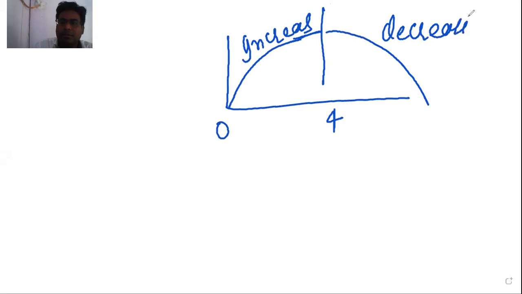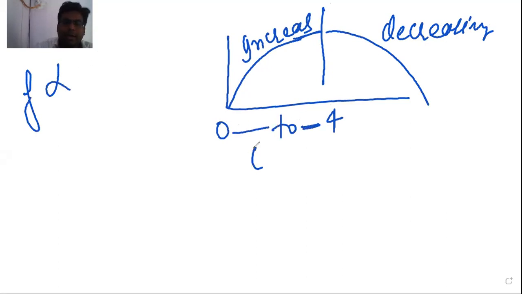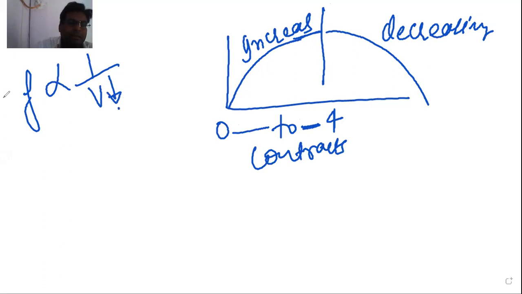Decreasing graph, right? Because, as we know, from 0 to 4 degrees Celsius, it contracts. It doesn't expand, so volume gets less. So when volume decreases, density increases, right?